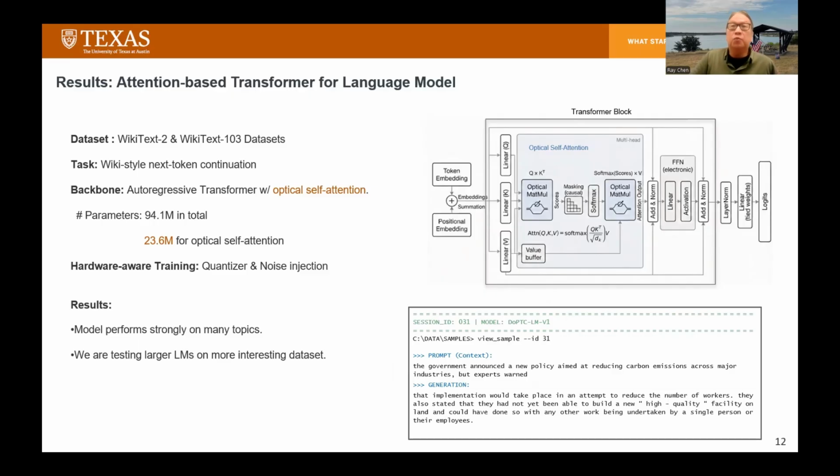Okay, so the language model has about 94.1 million parameters in total, and around 26.6 million of those are in the optical self-attention part. As in the bottom right of the example generated, you can see the model produces a coherent continuation.